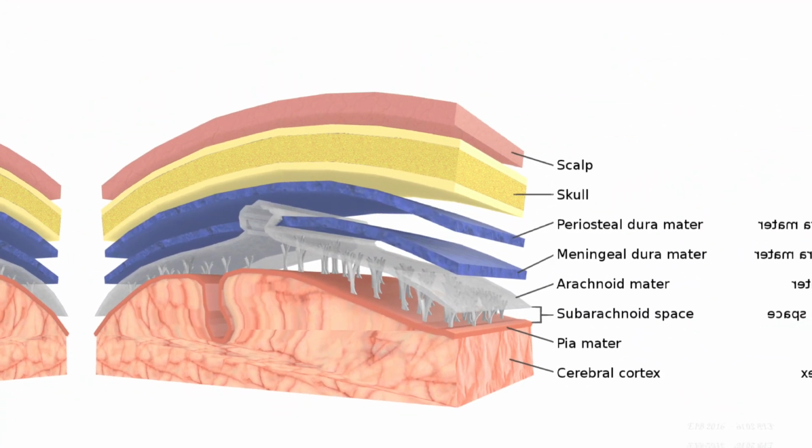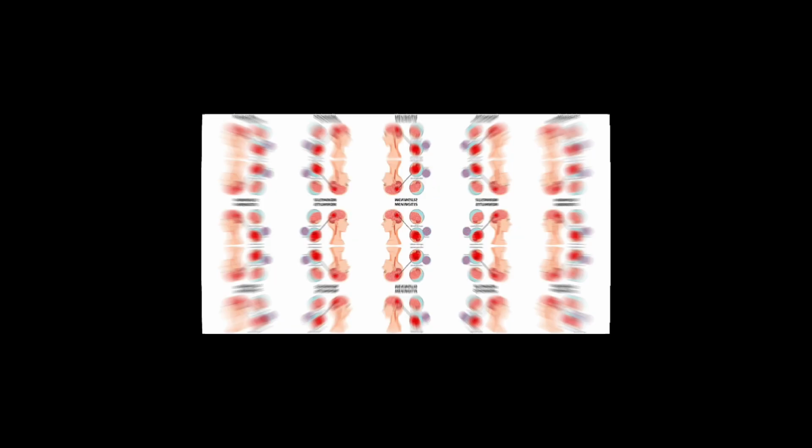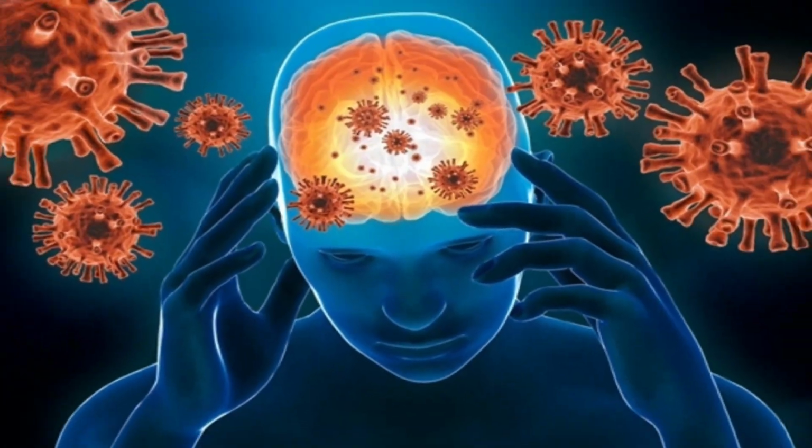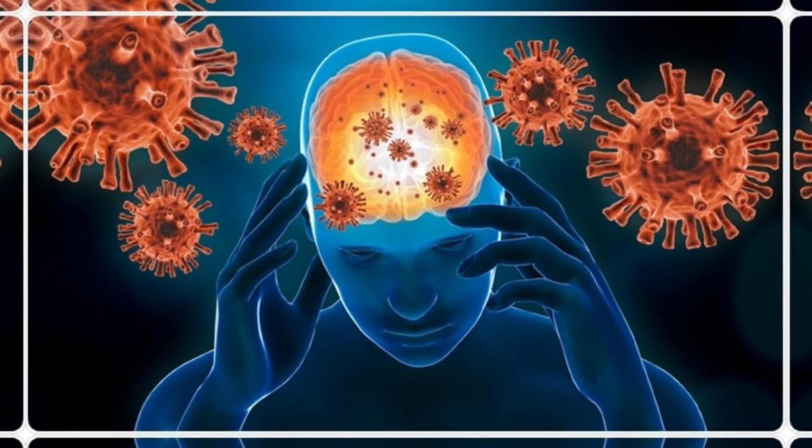Today I'm going to talk about encephalitis. Every one of us knows that the brain is covered with a layer called the meninges, and whenever there is inflammation in the meninges, we call it meningitis. But whenever there is inflammation in the parenchyma of the brain, we call it encephalitis.